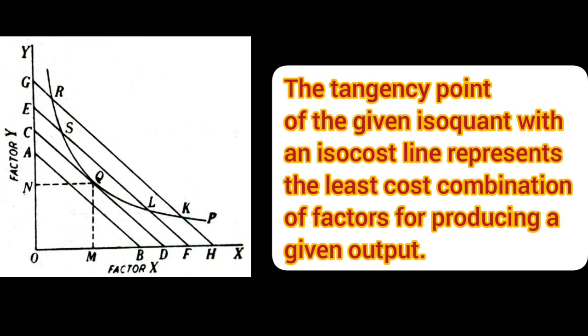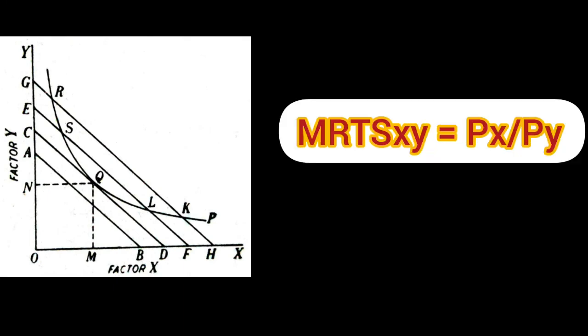So it is clear that the tangency point of the isoquant with an isocost line represents the least cost combination of factors for producing a given level of output. It should also be noted that at the tangency point, that is at point Q, the slope of isoquant, which is the marginal rate of technical substitution MRTS, is equal to the slope of isocost line, which is the price ratio of two factors, that is Px divided by Py.